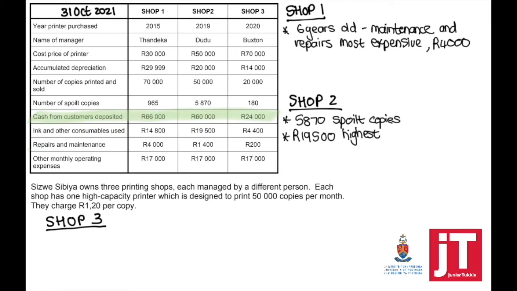Now we can also look at cash from customers deposited. That will be our profits, the money coming in. So what we can do is we can compare that with how much we are spending. So if we take the cash from customers deposited and we subtract all the expenses, we can calculate what was our profit or loss for each one of those shops.